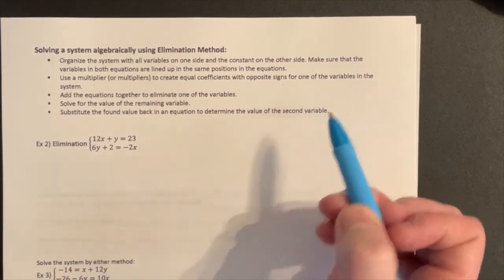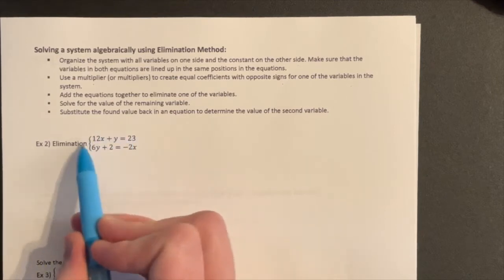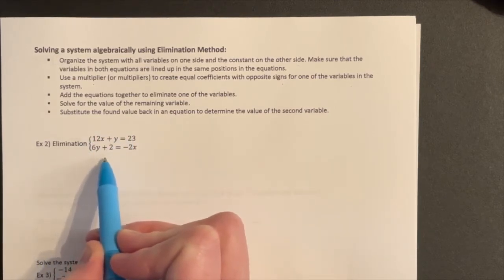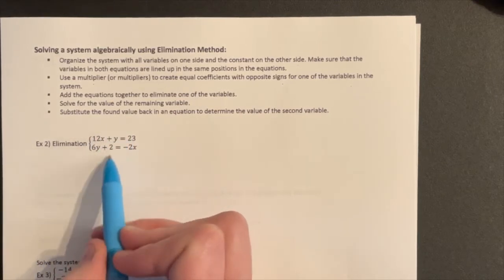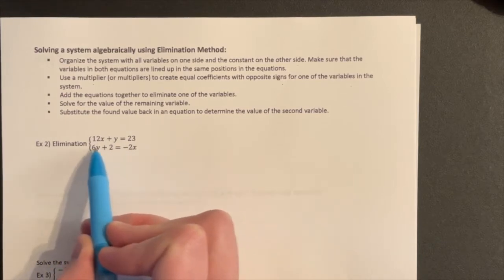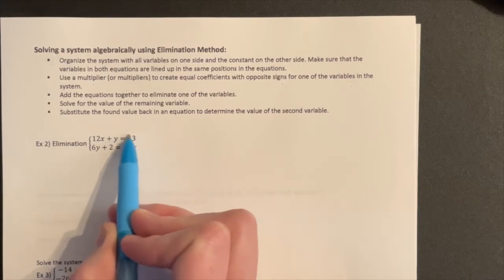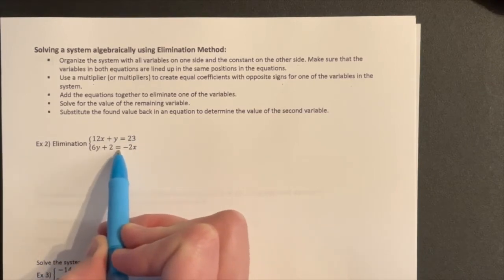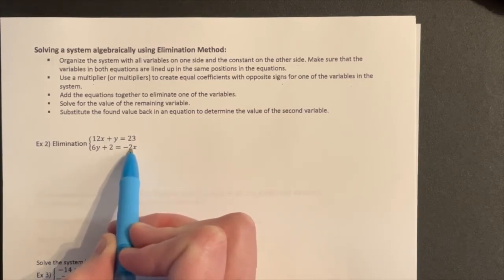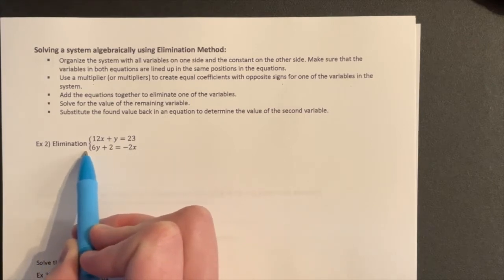So let's see what that looks like. But first, when we look at this equation, I need it to where all of the variables are on the left and the constants are on the right. So this first equation has x, y equals the constant. To get it in the same way, I want the second equation to move that 2x to the other side.